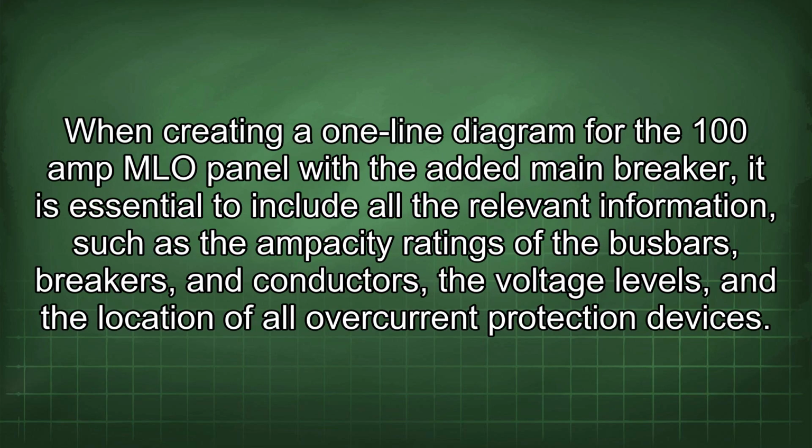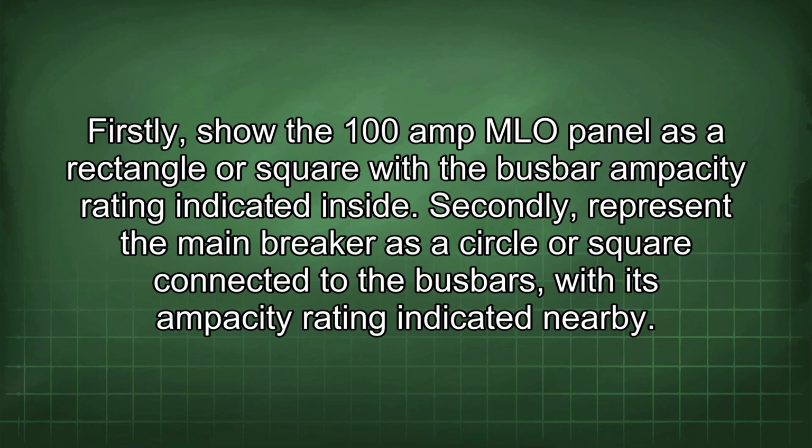When creating a one-line diagram for the 100 amp panel with the added main breaker, it is essential to include all the relevant information, such as the ampacity ratings of the busbars, breakers, and conductors, the voltage levels, and the location of all overcurrent protection devices. Firstly, show the 100 amp panel as a rectangle or square with a busbar ampacity rating indicated inside.